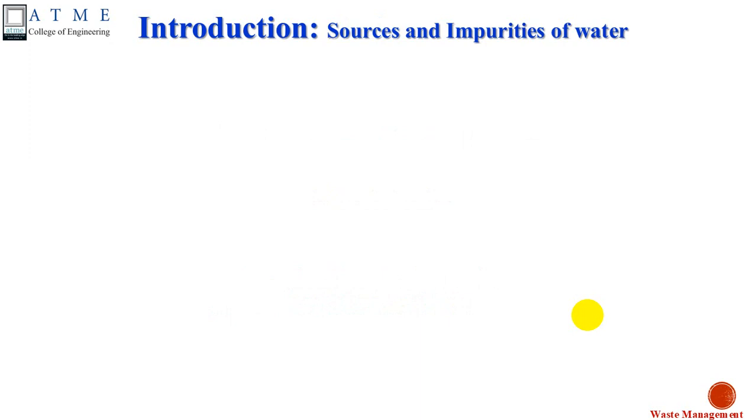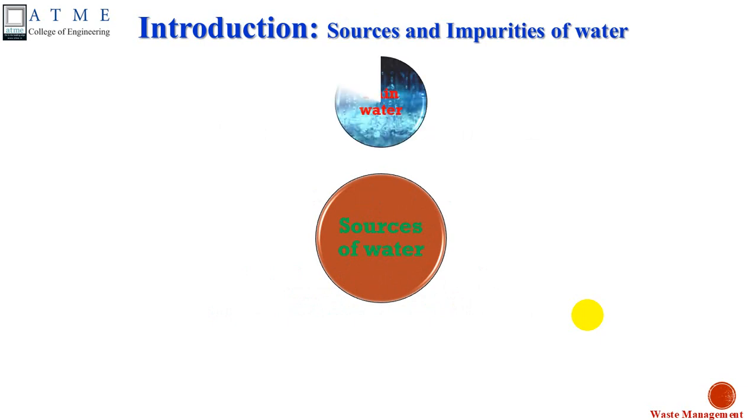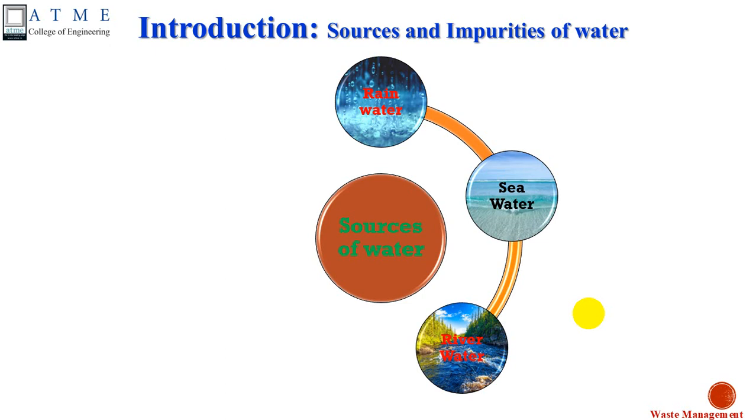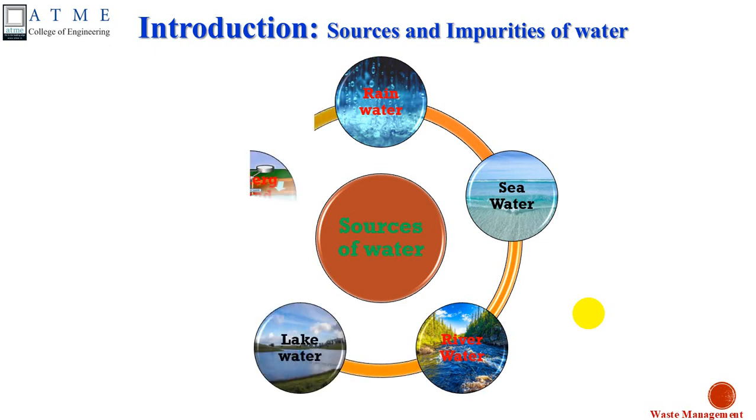Let us see the sources of water. The major sources of water are the rainwater, where the rainwater is least contaminated and doesn't have any impurities in it. Seawater is one of the major sources of water, which has the highest amount of dissolved salts in it. And river water, lake water, and finally the underground water. So these are some sources of water.